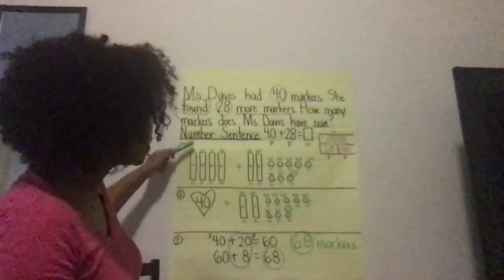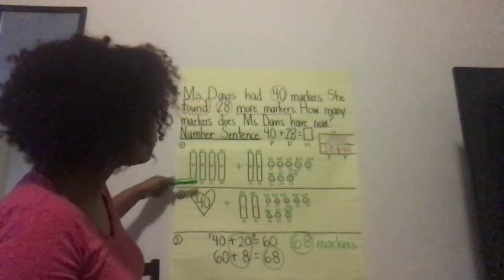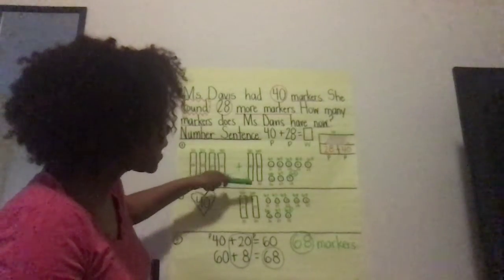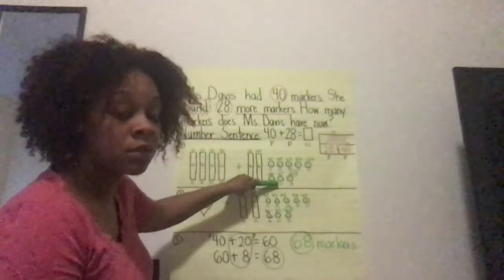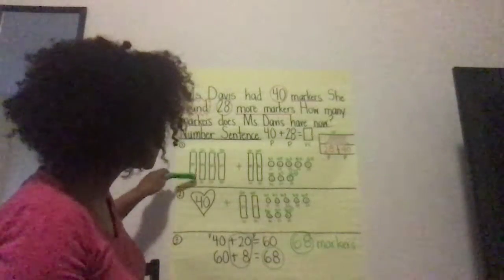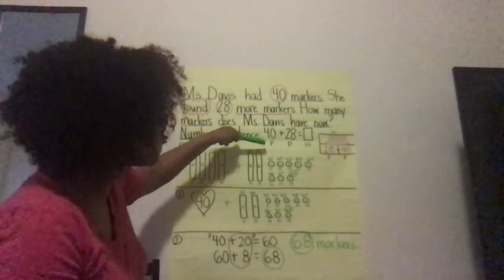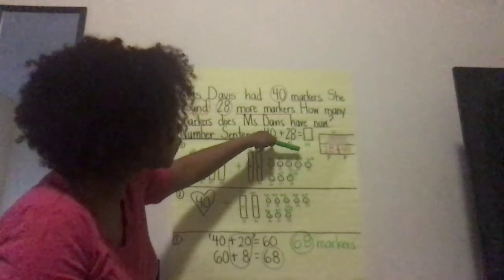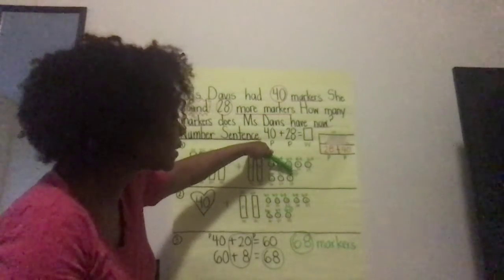For the first strategy, I drew 4 tens to represent 40, and then I know I'm adding, and then I drew 2 tens and 8 ones to represent 28. Then to get my answer, I counted all of my tens, 10, 20, 30, 40, 50, 60, and then I counted my ones, 61, 62, 63, 64, 65, 66, 67, 68.